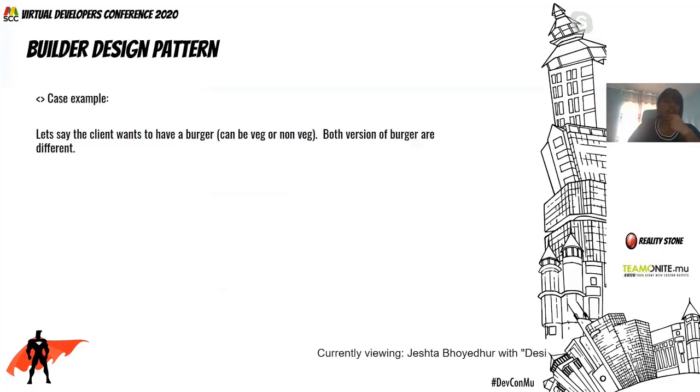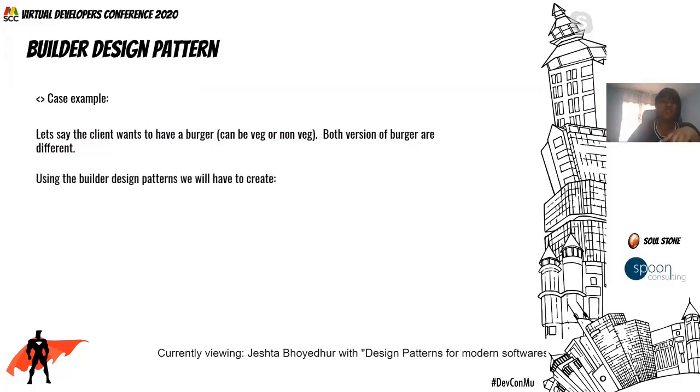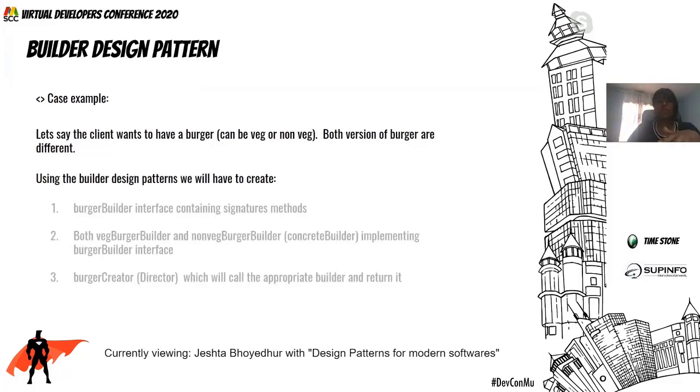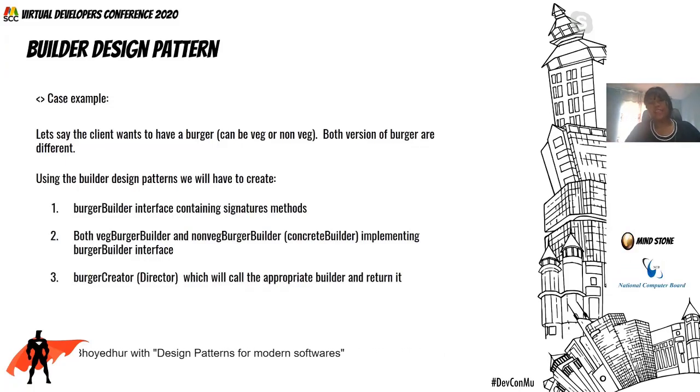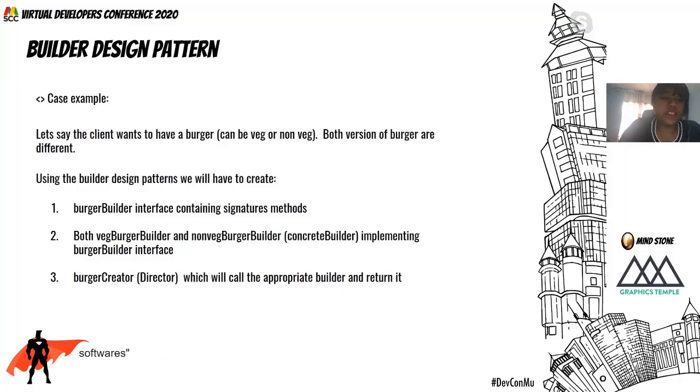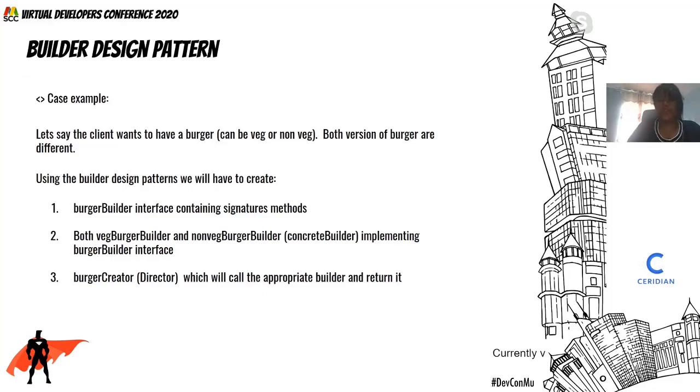Let's say a case example. Let's say the client wants to have a burger, which can be veg or non-veg. Both versions of burger are different. So when using the design pattern, we'll have to create a burger builder interface, a veg burger builder and a non-veg burger builder, which are concrete builders implementing this burger builder interface, and our director, which is a burger creator, which will call the appropriate builder and return it.